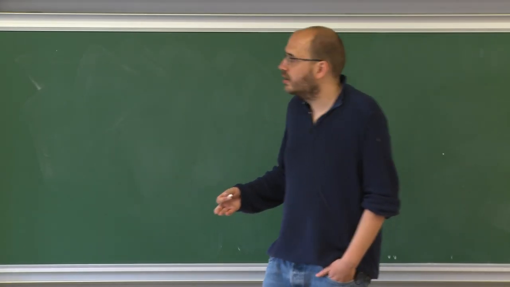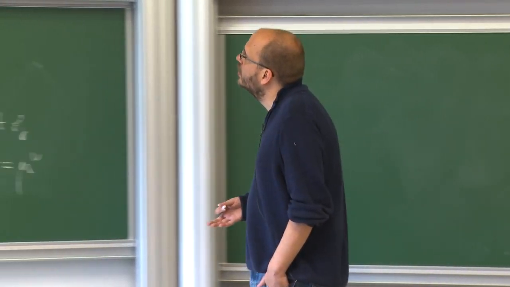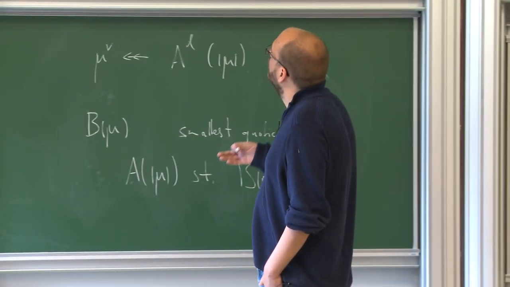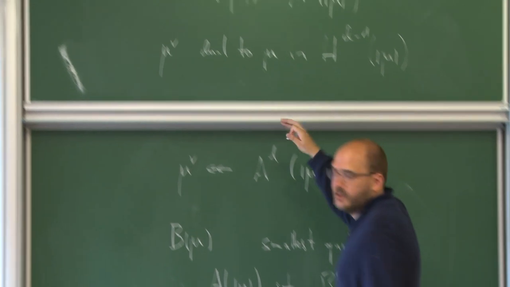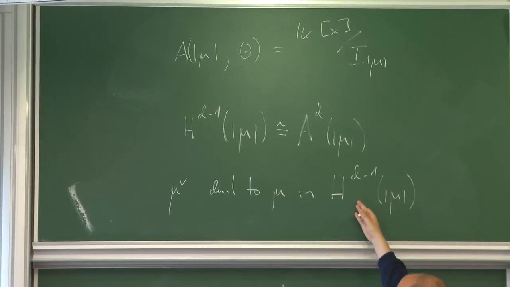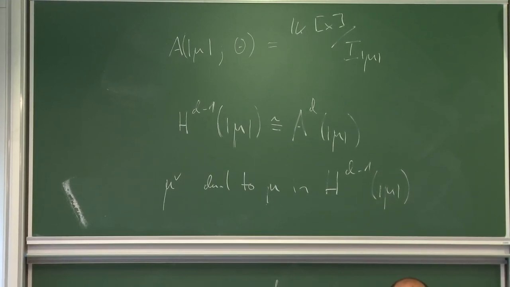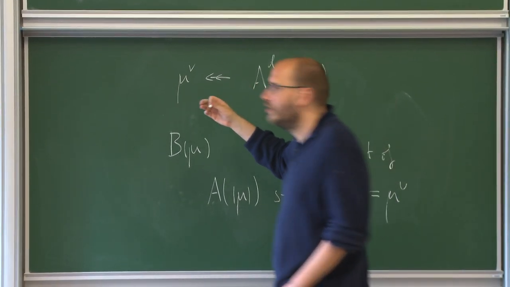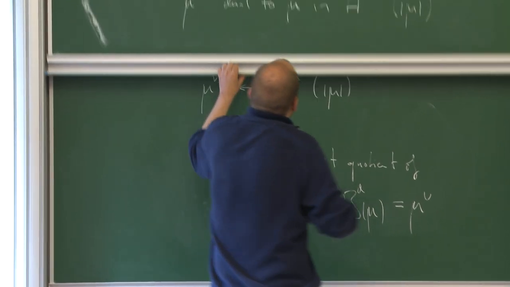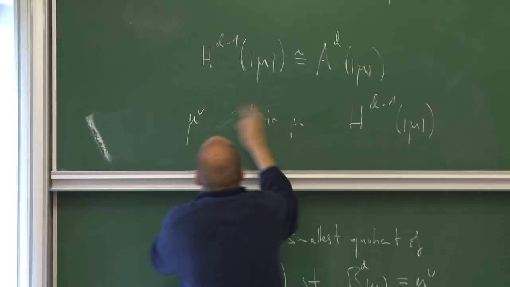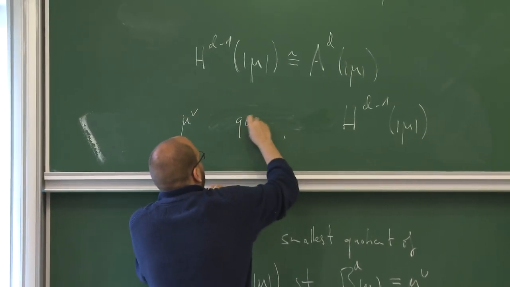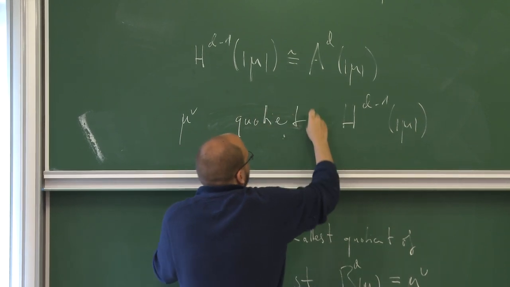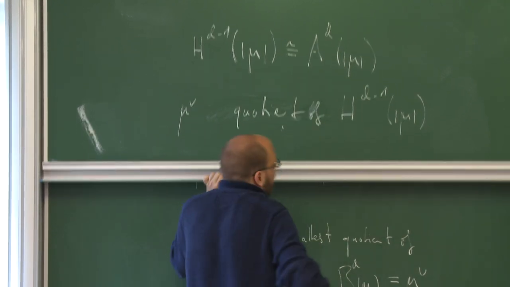It's not a class. Maybe you want to write that mu check is a dual to mu in H d minus 1, it's a quotient. Yes, that's what I mean. So it's a quotient of H d minus 1, therefore I think of it as a quotient of A d. Okay, so it's a quotient, okay, thank you.